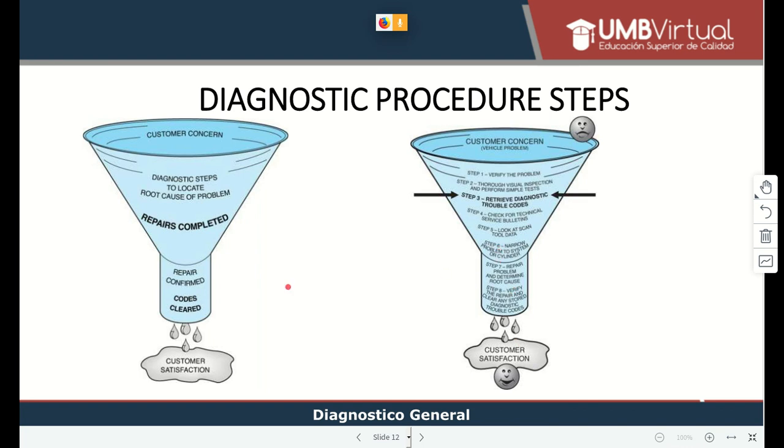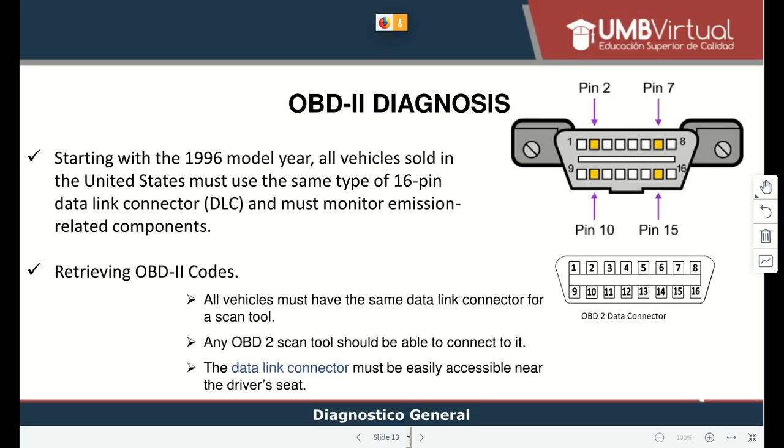Of course, if the fault is generating a code in the DTC, after it is repaired the DTC has to be cleared, right? It has to disappear, of course.